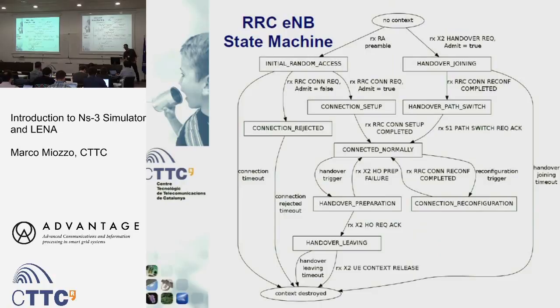From the eNodeB perspective, we start at the beginning in which we have no context of the user. So we might have a user coming either for handover or for the random access procedure. In case of the random access procedure, you start the connection setup procedure and you go to connected normally. While in case it is a user coming from a new cell, you just perform a handover joining, and with the handover information, you can go directly to the connected mode. Of course, when you are connected, you might need to do a handover. So as soon as you do a handover, you prepare the handover, and when a user leaves the cell, the context is destroyed.